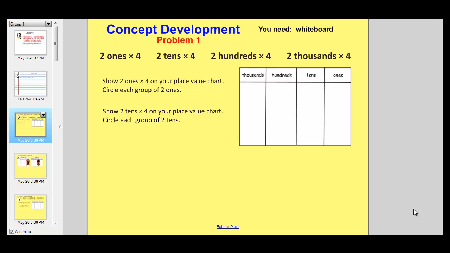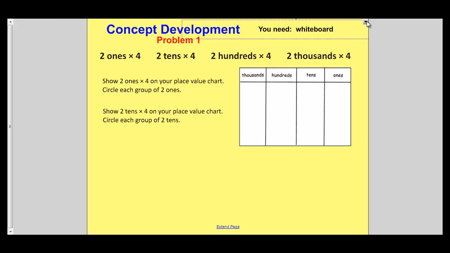Okay, in your math journal, I know it says you will need a whiteboard, but we're not going to be using a whiteboard today. But here's what I do want you to use. I want you to draw in your math journal a place value chart. You only have to do ones, tens, hundreds, and thousands. It's okay with me if you use digits instead of numbers. That part does not matter to me.